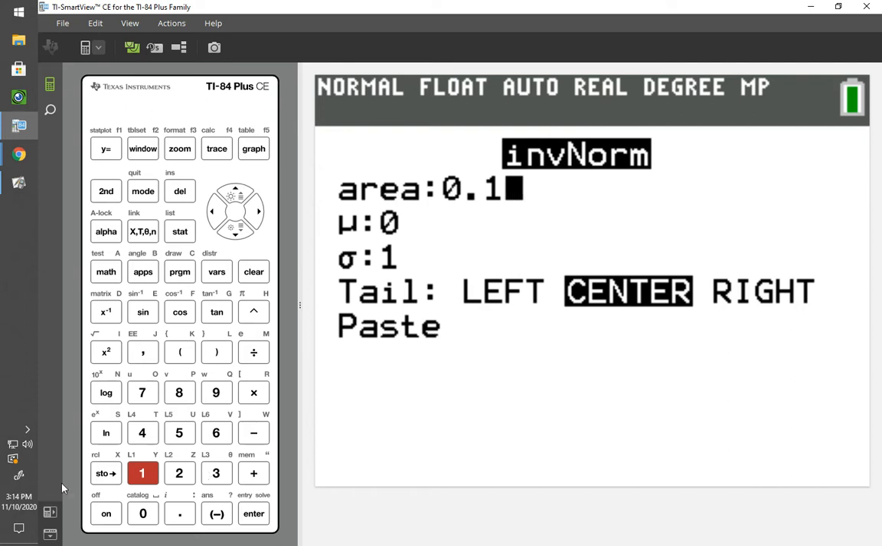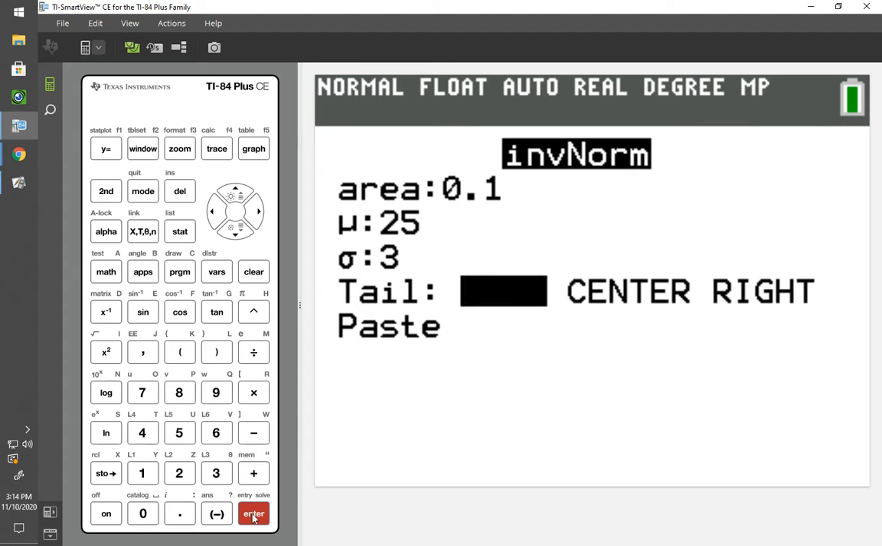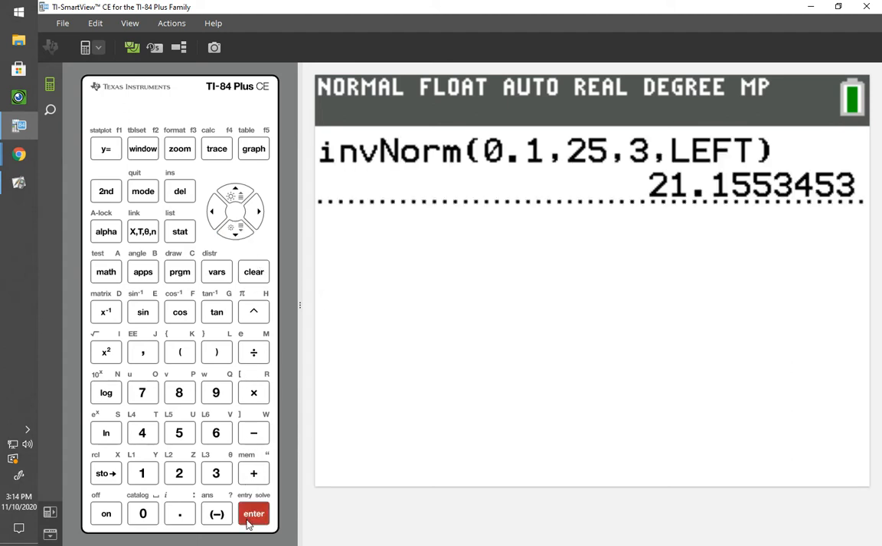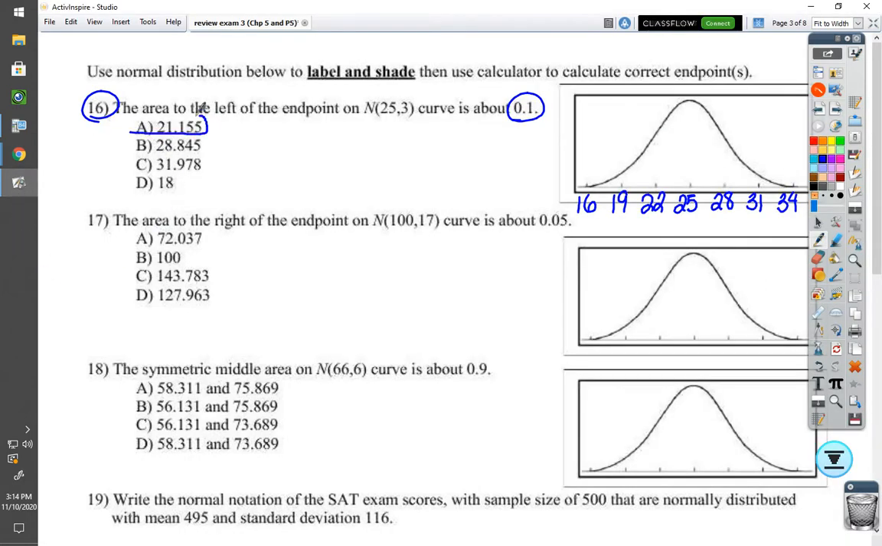The distribution is not a 0 and a 1 now. The distribution mean is 25. The standard deviation is 3. And it said that it was to the left of that endpoint. So I hit left, I scoot down, I hit enter, I hit my button, and I get my value of 21.155. Very small amount of area on the left-hand side tail.